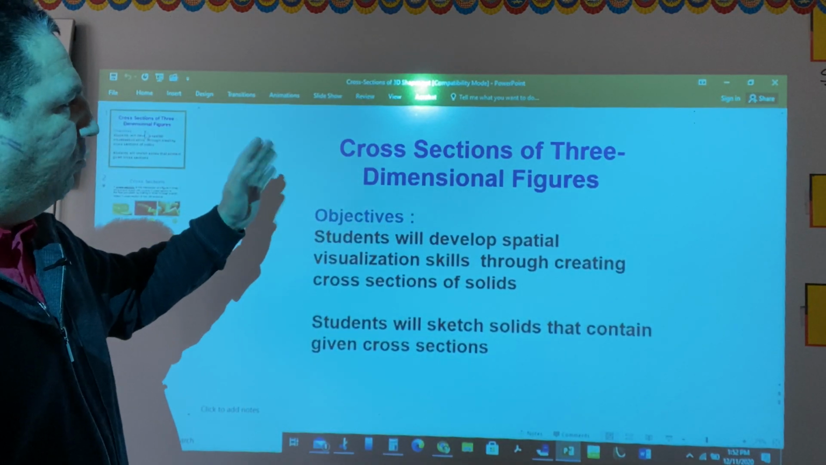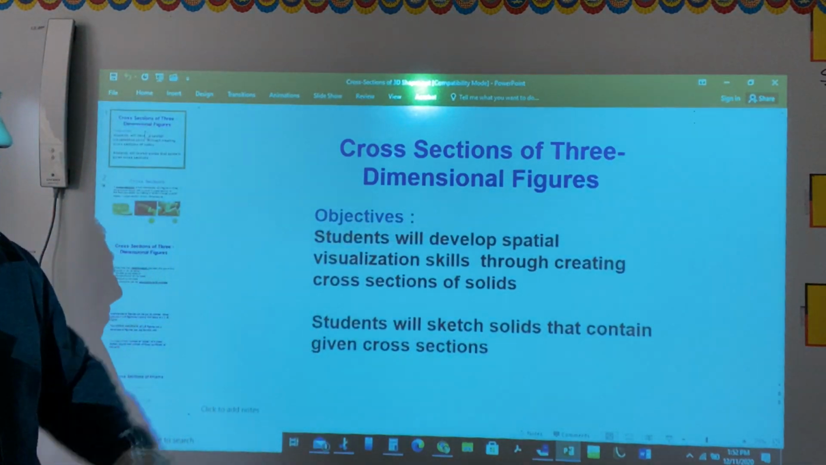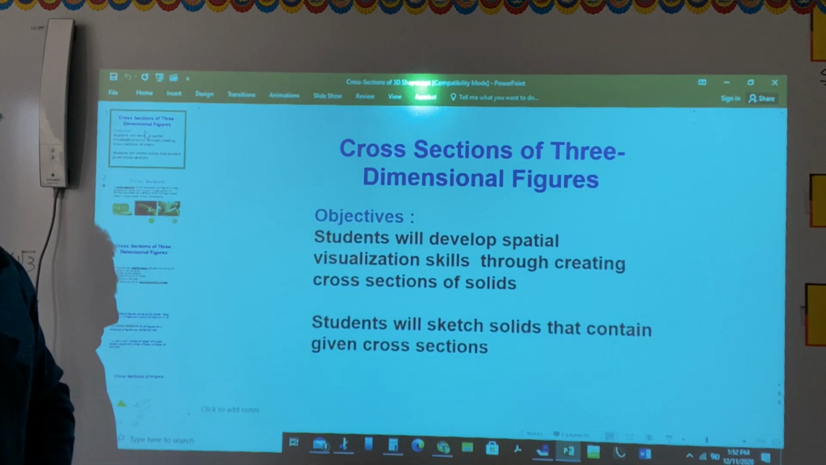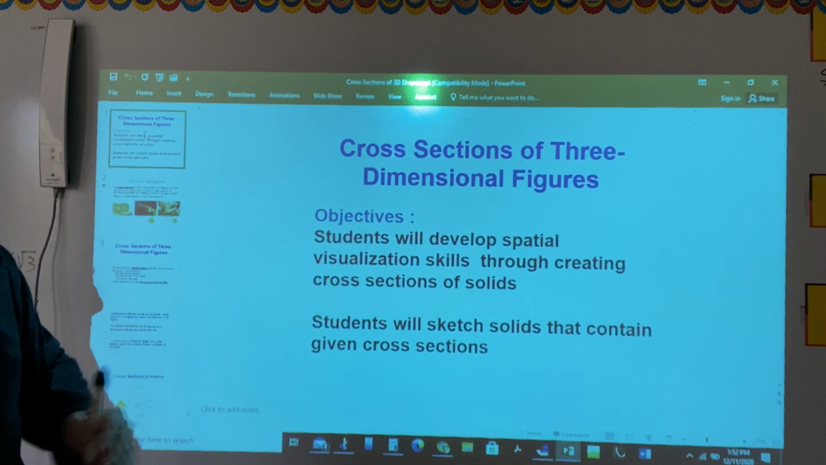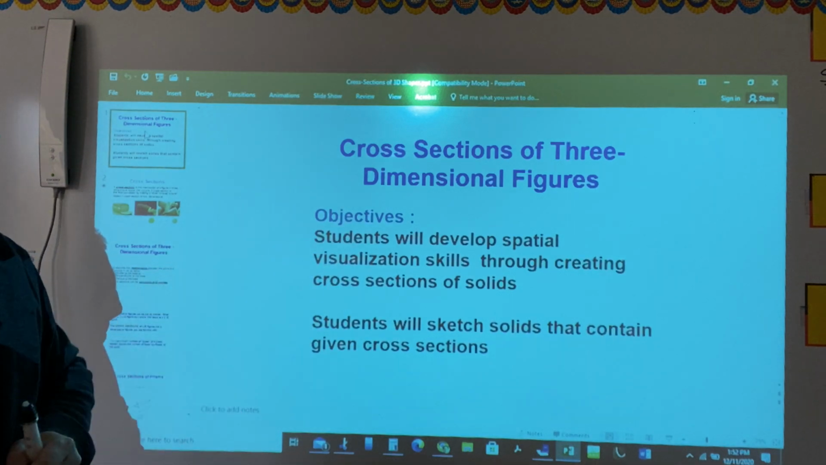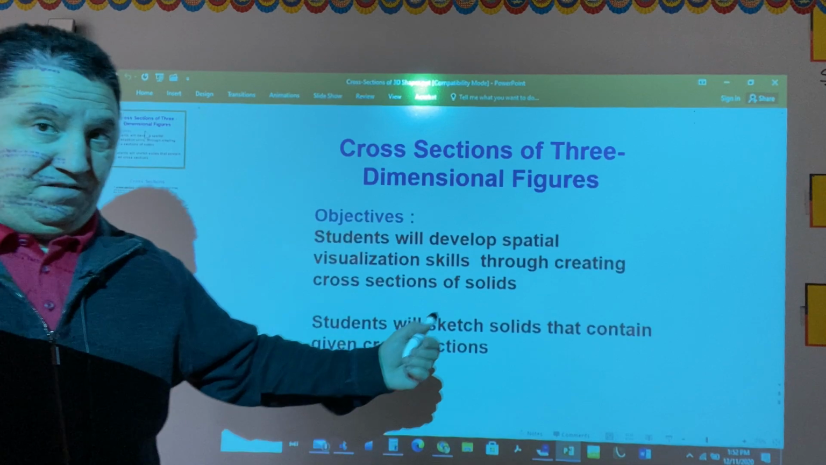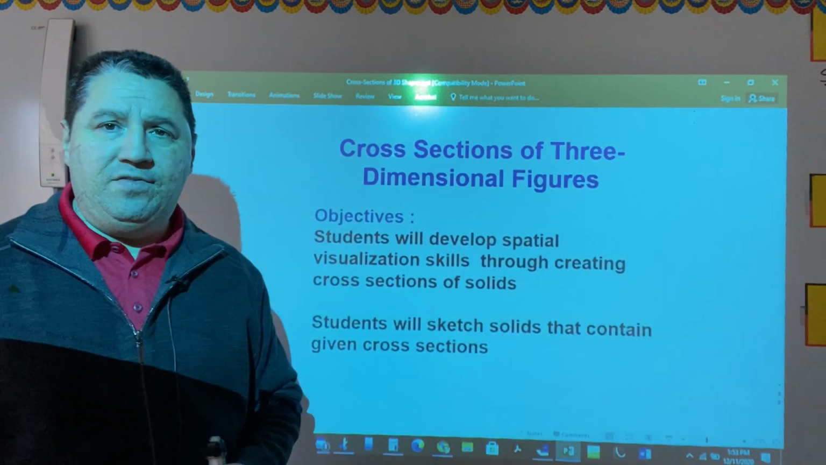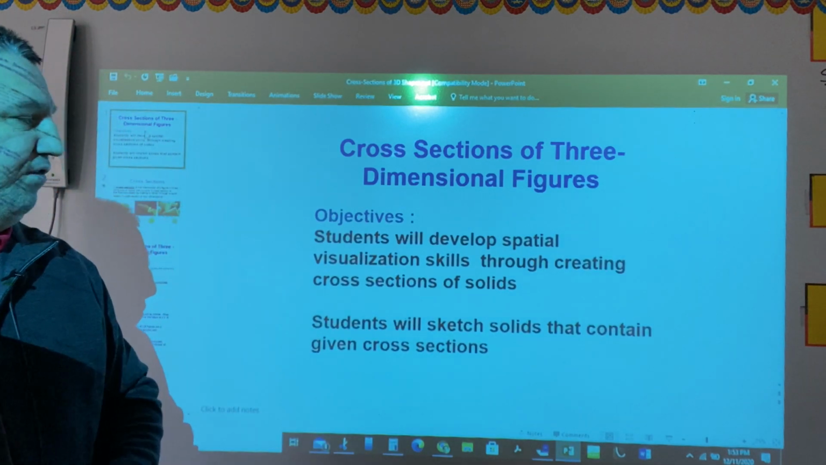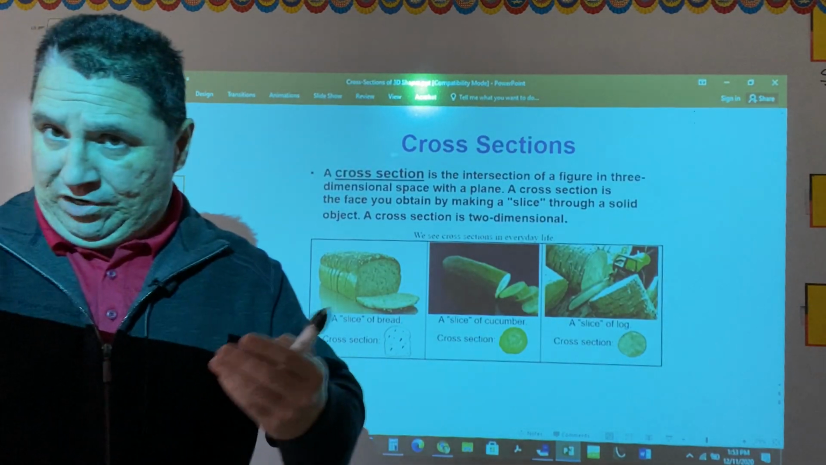Today we'll talk about cross sections of three-dimensional figures. We have two main objectives for this lesson. Students will develop spatial visualization skills through creating cross sections of solids, and students will sketch solids that contain given cross sections. Now, what is a cross section?